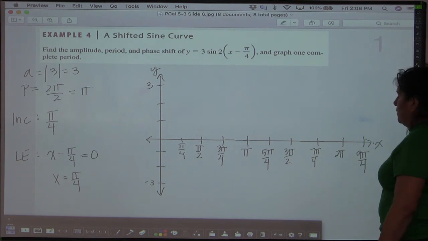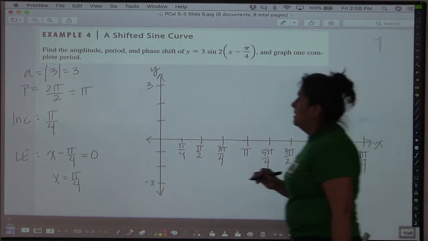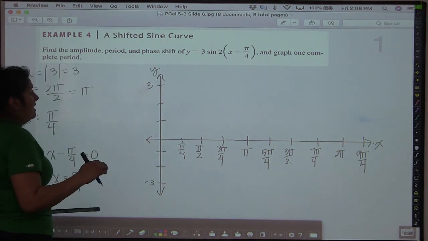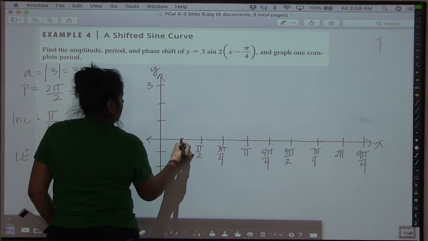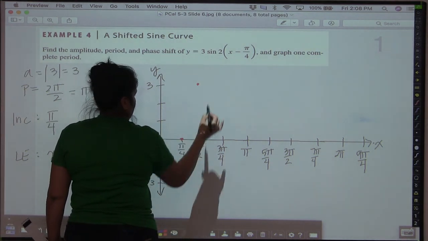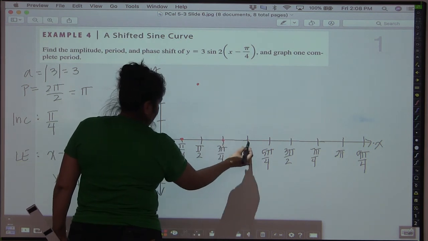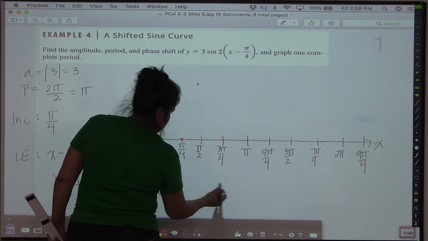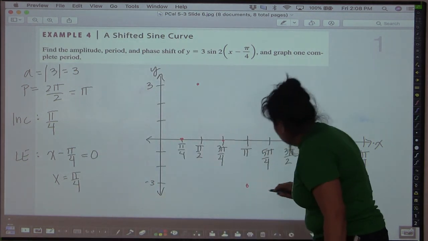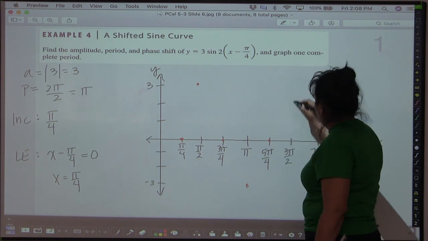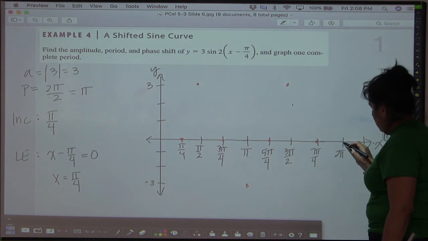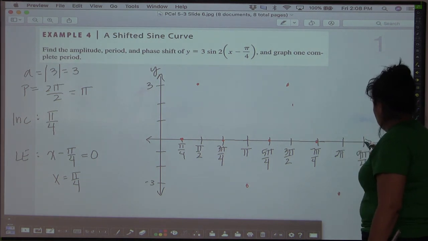And now we can continue like we have been. So just remember that you're not starting at 0. So this is a sine curve. It's not negative. Sine starts at 0 and then goes up to its max, which is 3, and then goes back to 0, and then goes down to its min. I think that's 3. Then it goes back up to 0, back up to its max, and then back to 0, and then back to its min, and then back to 0.